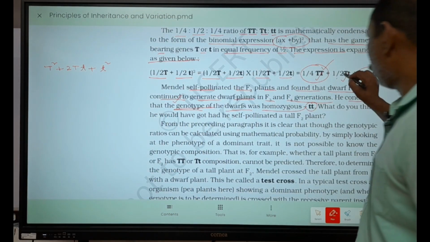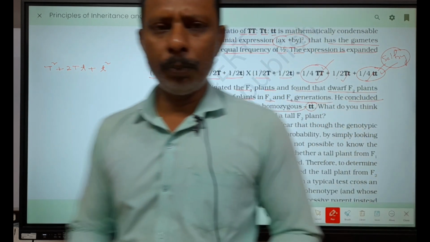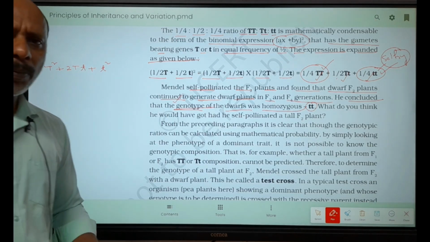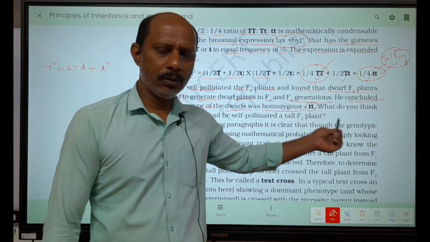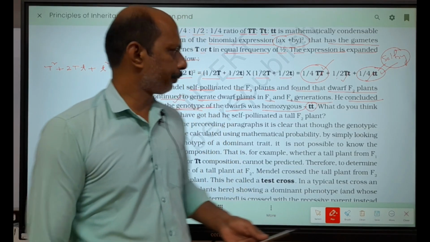In the case of tall plants, he cannot understand, because phenotypically we cannot understand which one is pure breed or which one is hybrid, right? But dwarf plant means we understand when it is dwarf. Phenotypically we understand this one is dwarf. That means it is homozygous.